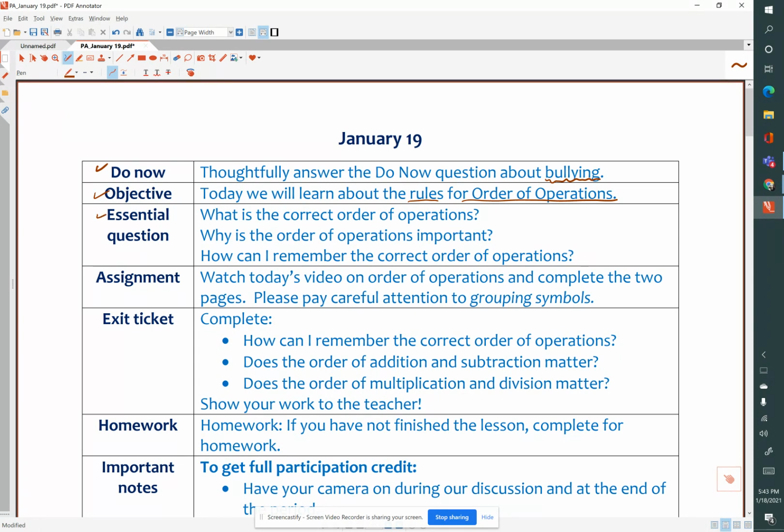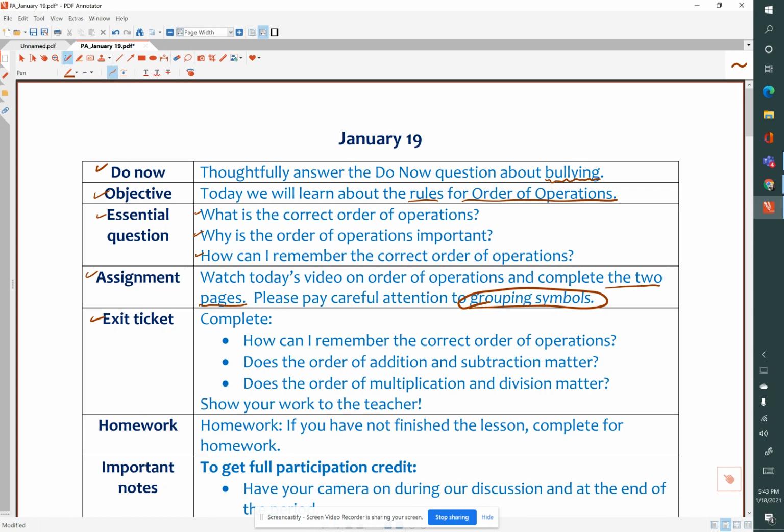Our essential question is, what is the correct order of operations? Why is the order of operations important? And how can I remember the correct order of operations? So as we watch the video, we will complete 2 pages, and I want you to pay careful attention to something I call grouping symbols. So we'll be talking about that.